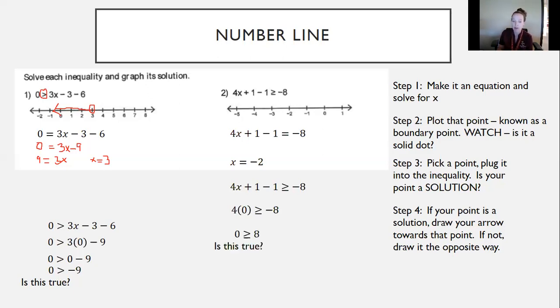Okay, so let's see what that looks like. Is 0 greater than or equal to -8? Is that true? All right, so let's put in our point. My boundary point is -2, and because it's equal to, I fill it in. Okay, so that means my boundary point is a part of the solution. Now, is 0 greater than or equal to 8? Nope. So I have to draw my arrow to the left. I'm drawing it away from 0 because it's not true. 0 was not a solution. So my arrow has to point away from it. Okay, let's have you guys try a few.